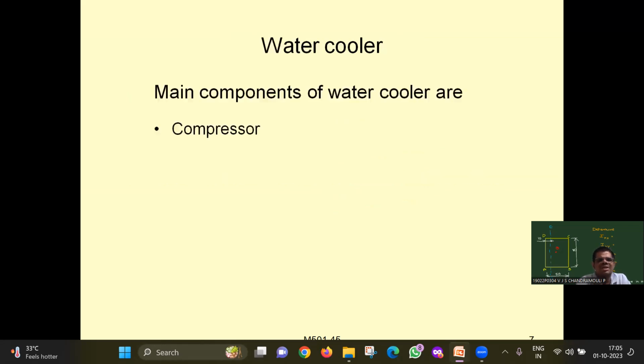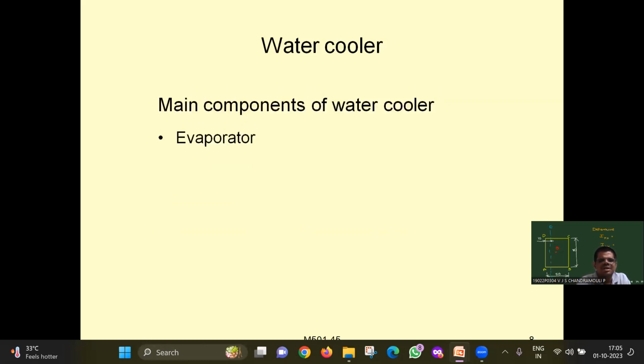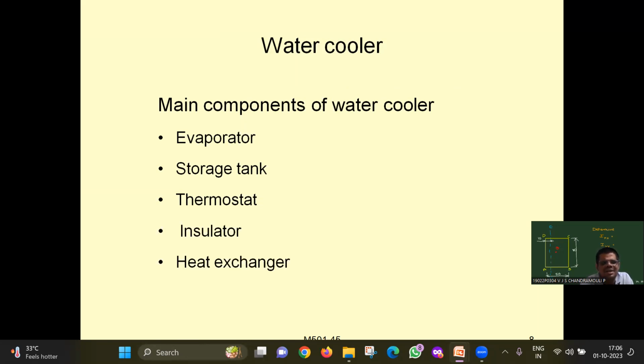The main components of the water cooler are, these are the components which we know: compressor, condenser, strainer to filter the foreign particles, expansion device, generally a capillary tube is used here also, right? Evaporator, storage tank, a thermostat which is used to sense the temperature and switch on the compressor as and when it is required. A thermostat is used in our fridge also, so that it switches off and on the refrigerator as per the temperature sensed by it. Okay. And insulator, heat exchanger.